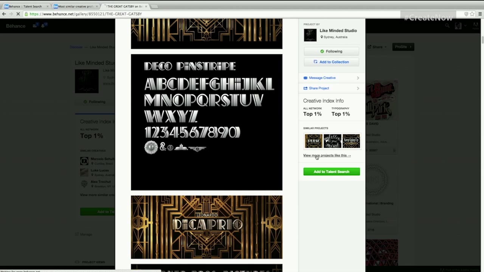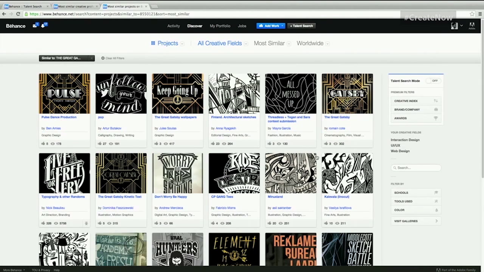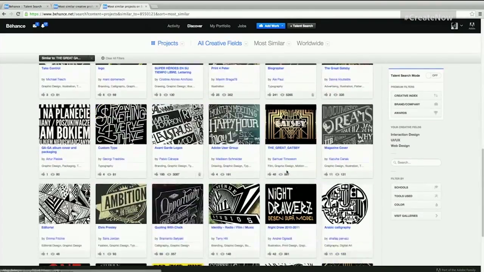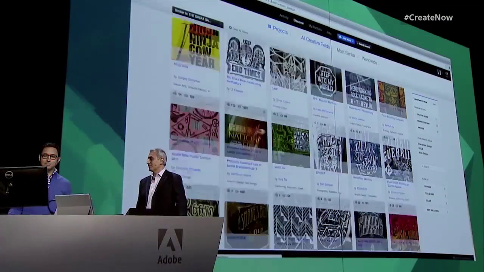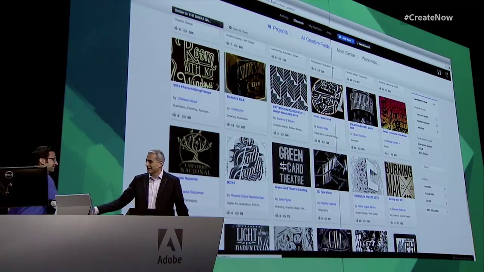So I'm going to click this, and what you'll see is, again, the creative graph at work. For me it returns, from the millions of projects on Behance, projects that have a real distinct level of similarity. Yeah, this is going to make it much more efficient as people are looking for talent and looking for ideas. So thank you very much, Scott. I'm super excited. Thanks, David. Thanks.